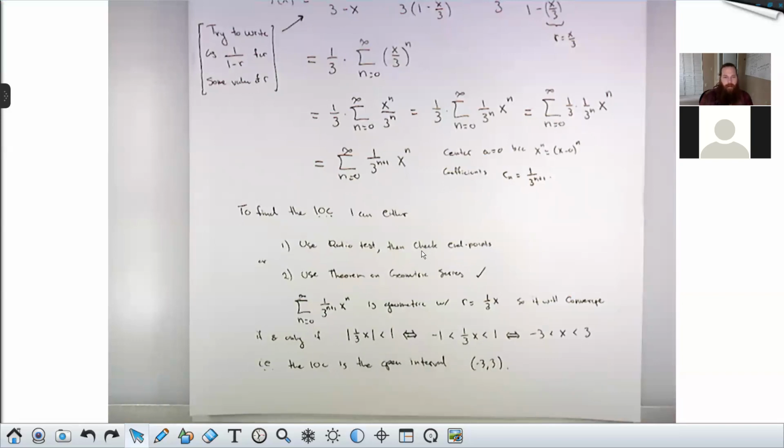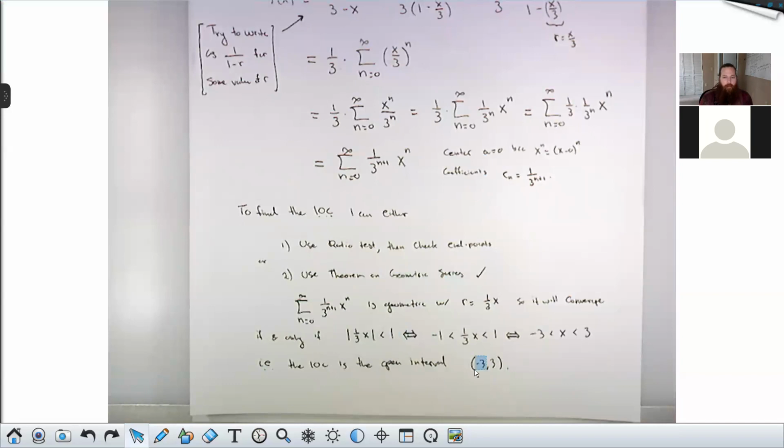I don't need to test the endpoints because it's a geometric series. Geometric series only converge if the absolute value of the common ratio is strictly less than 1. You could check though. If you plug in +3, then you get the series 1 over 3 to the n plus 1 times 3 to the n, which is 1/3 plus 1/3 plus 1/3 plus 1/3 plus 1/3, fails the test for divergence.